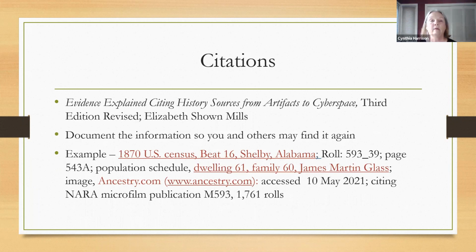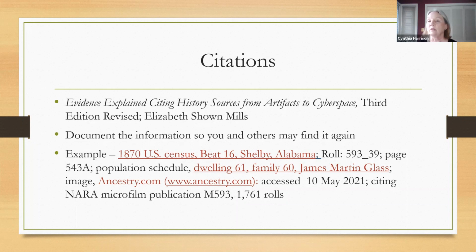When you're getting the information from all the documents you're looking at, the one thing that is harped on throughout genealogy workshops is citations. And I did not think about citations when I started in the late 80s, early 90s. I wished I had. Wished I'd known what I was doing more, other than just trying to put a tree together. The book that most will refer to is Evidence Explained, Citing History Sources from Artifacts to Cyberspace by Elizabeth Mills. And a copy of this is in the genealogy room at the Calhoun Library.